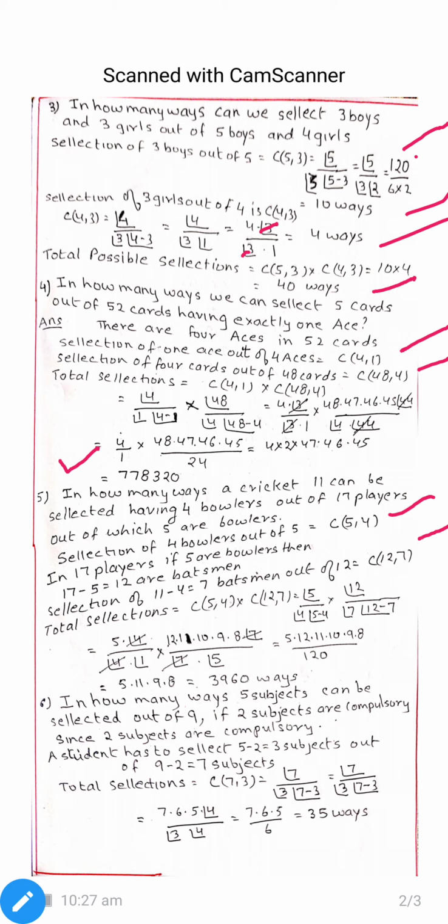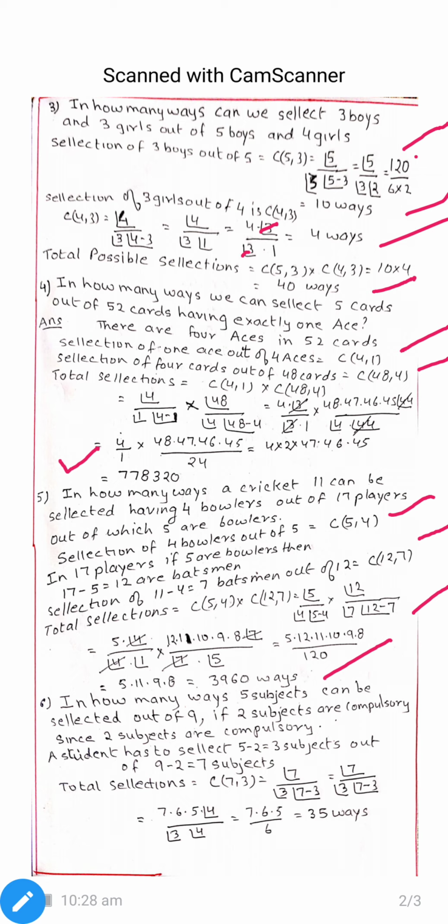C(5,4) is factorial 5 upon factorial 4, factorial (5 minus 4). C(12,7) is factorial 12 upon factorial 7, factorial (12 minus 7). Now 5 factorial can be written as 5 into 4 factorial. 4 factorial gets cancelled out. 12 factorial can be written as 12, 11, 10, 9, 8, 7 factorial, which is cancelled out. Factorial 5 is 1 into 2 into 3 into 4 into 5, 120. We know 12 tens are 120, so 12 and 10 cancel out with 120. We are left with 5, 11, 9, 8, that is 3960 ways.